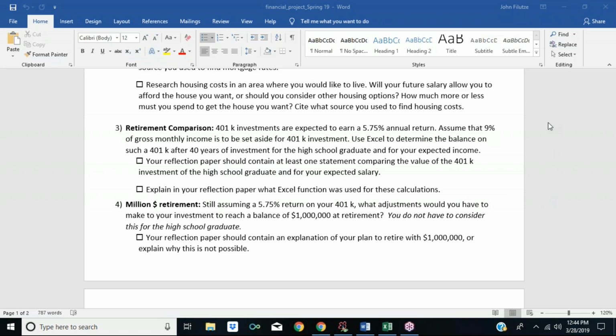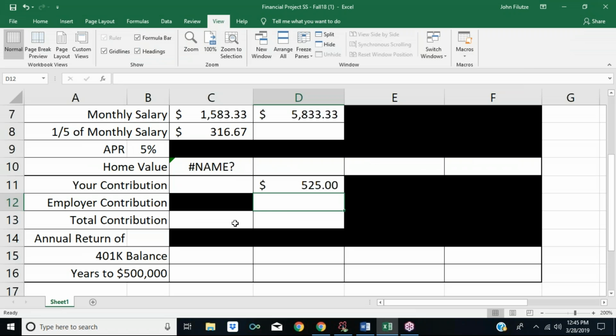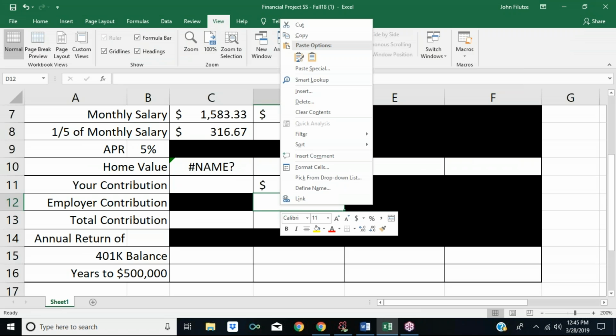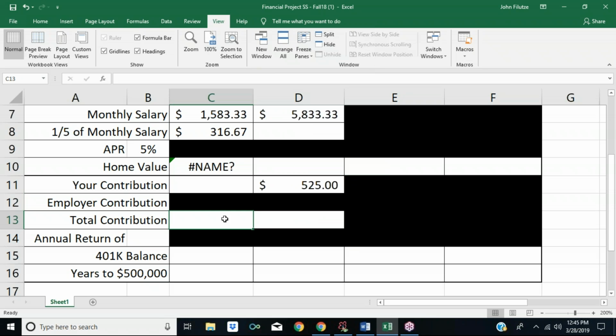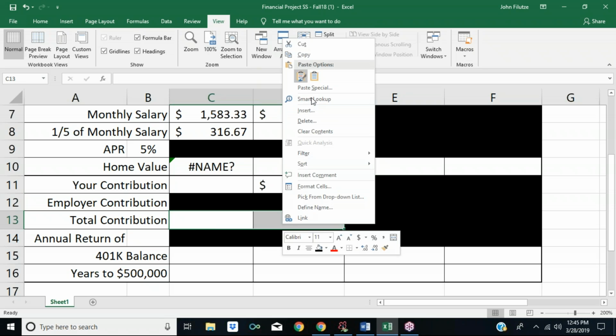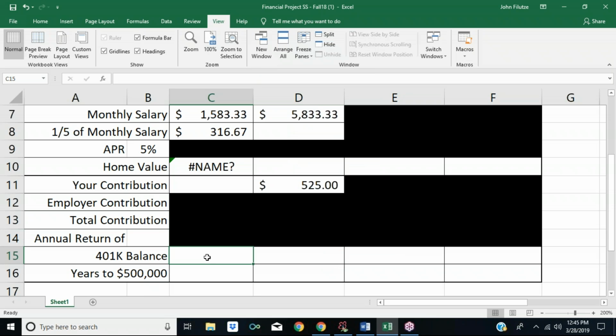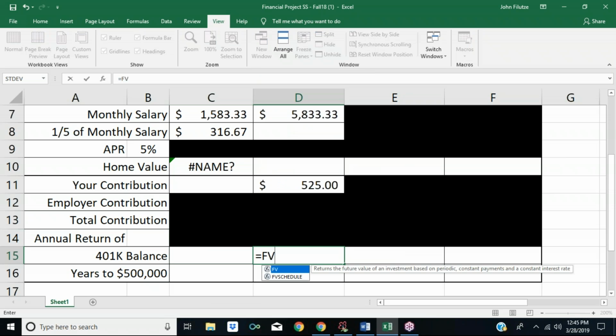on my Excel sheet I have an extra line. I guess we don't need this one. But we want the contribution. I don't even think we need that either. We probably need the balance though. So, you're going to use your FV function here. FV, and then put in your numbers from your project.